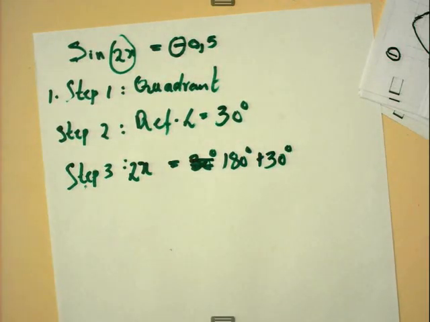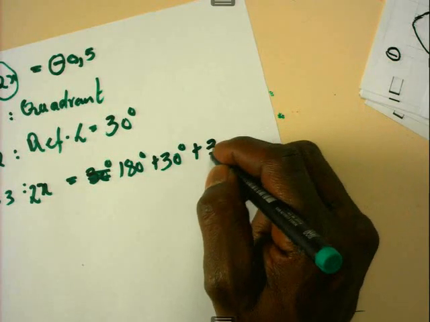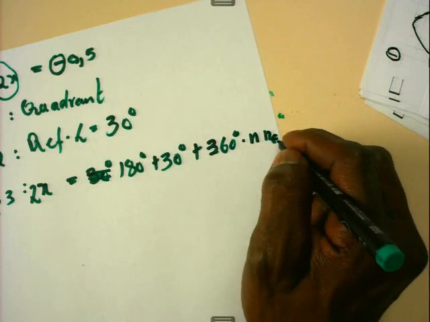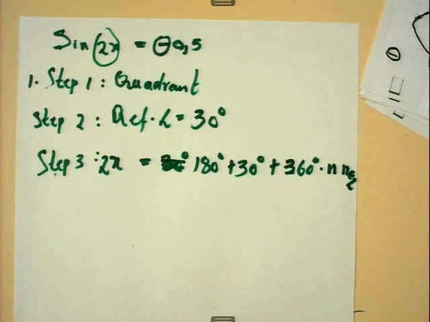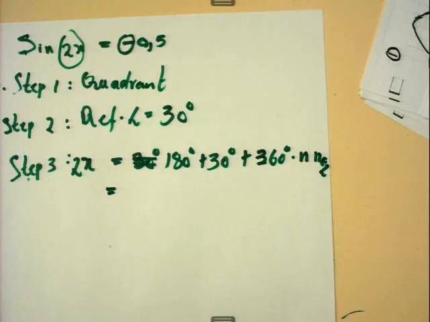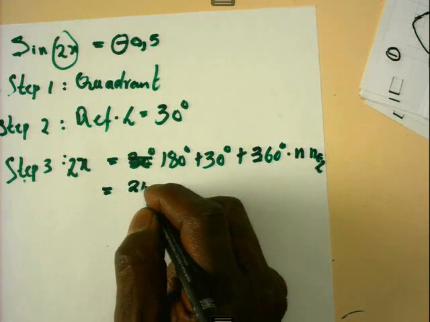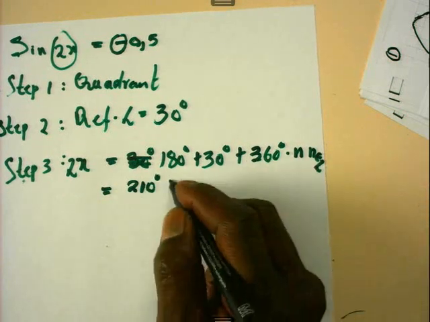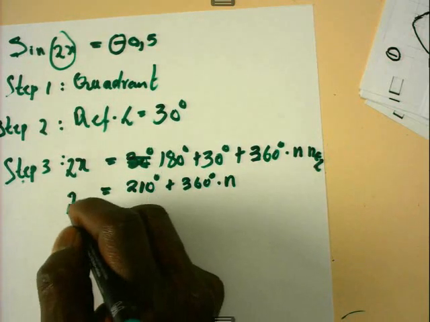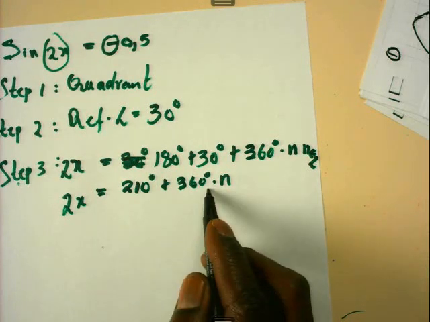Now that we are there, we can rotate, and that will be plus. We are back to sine, 360 degrees times n, n being an element of integers. I'll just squeeze it in there because I made a mistake there. Okay, now the solution will be, let's simplify, 180 plus 30, that is 210, plus 360 degrees times n, that is 2x. We cannot add these two numbers because they are unlike terms.